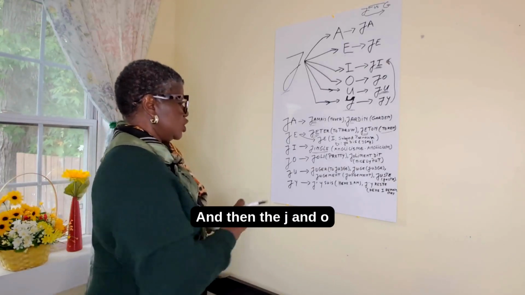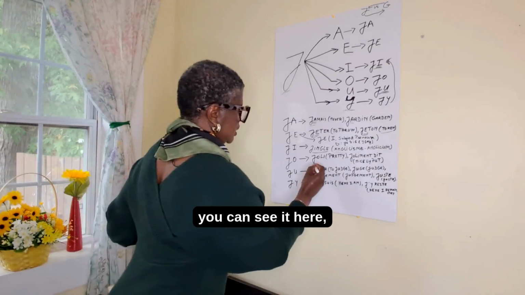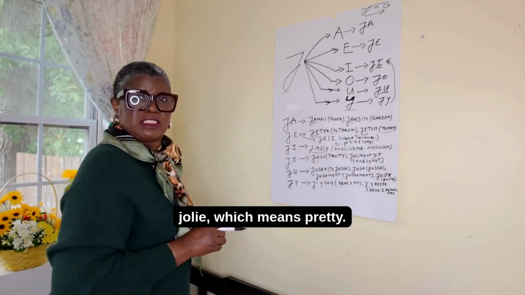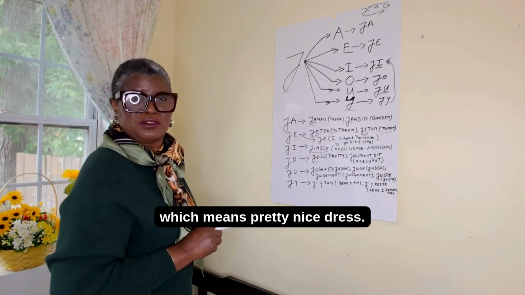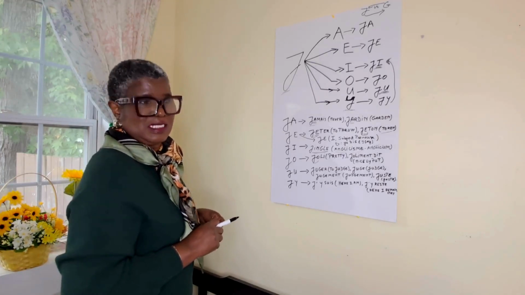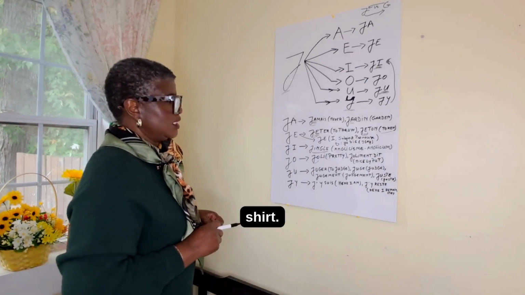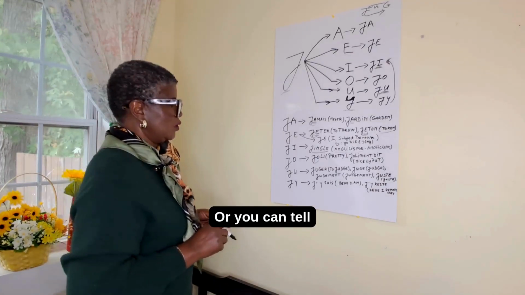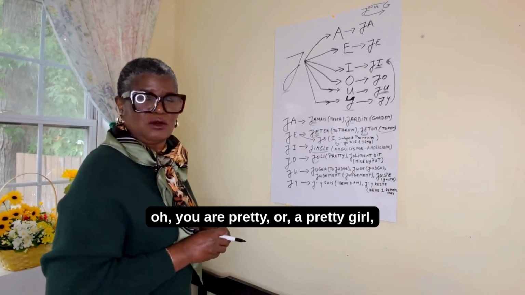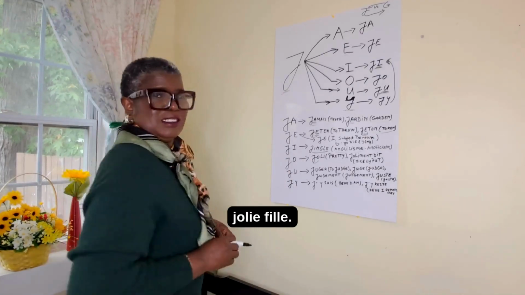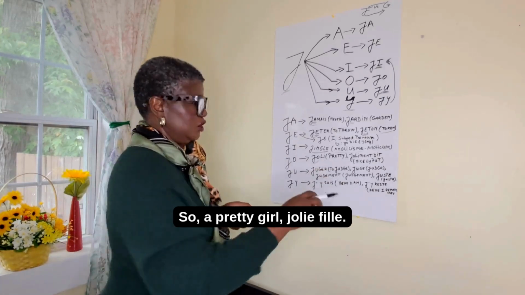And then the J and O, like in the word joli. You can see it here. Joli, which means pretty. Oh, you are wearing a very jolie robe, which means a pretty nice dress. Jolie chemise, which means pretty shirt. Okay? Or you can tell someone, oh, you are pretty, or a pretty girl. Jolie fille. Okay? So, a pretty girl, a jolie fille.